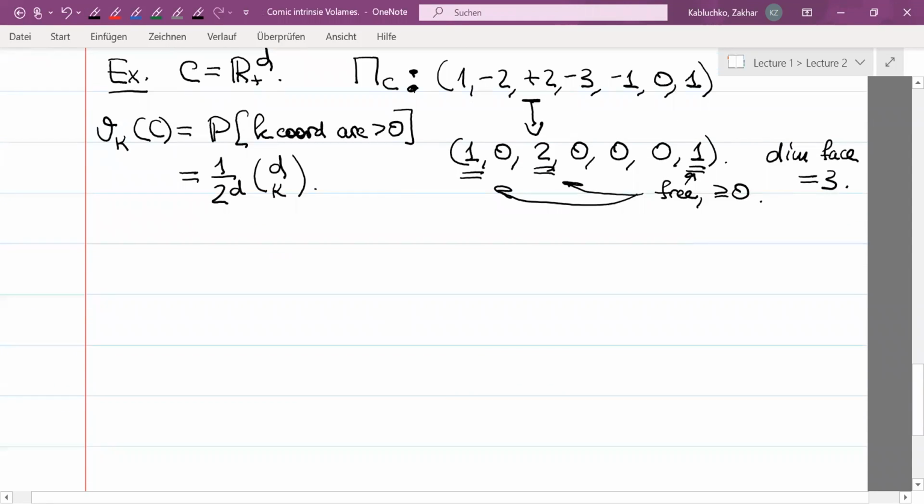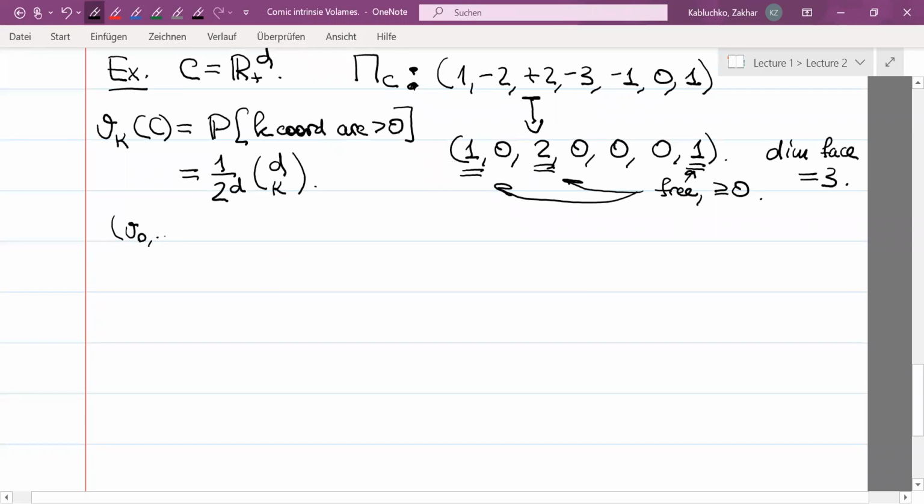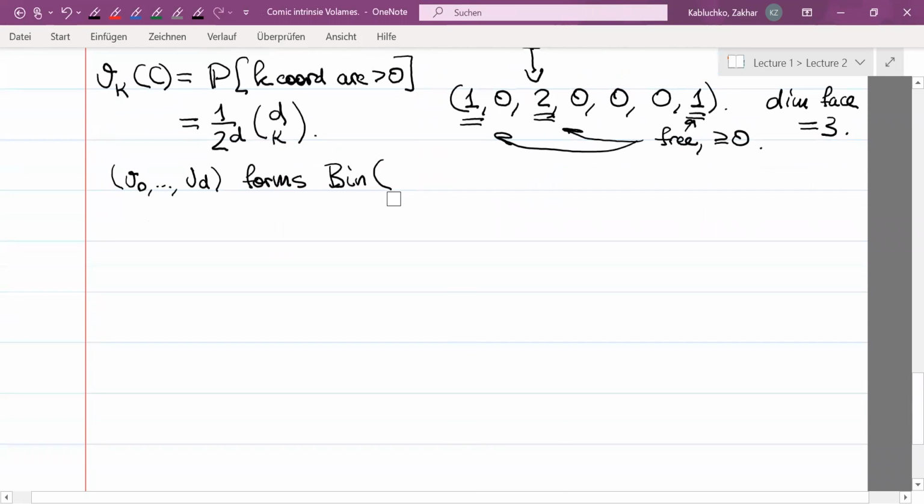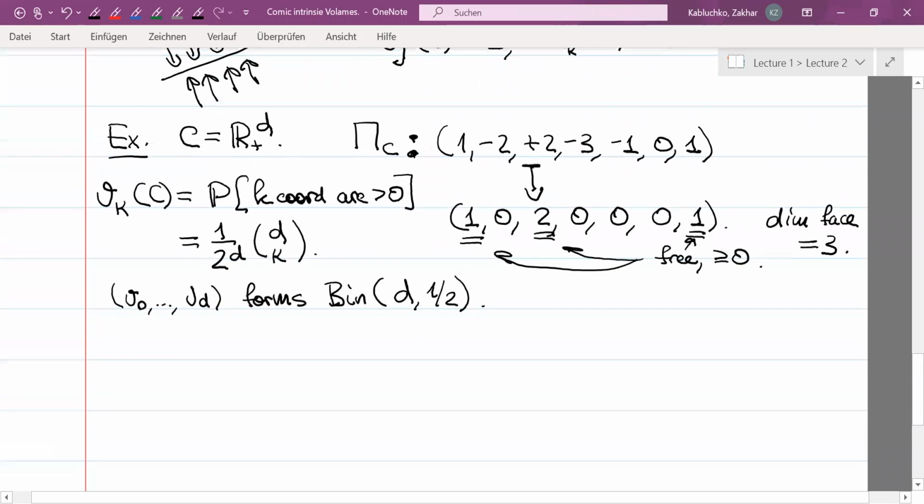So the sequence of intrinsic volumes in this case forms a binomial distribution with parameters d and 1/2 for the orthant.